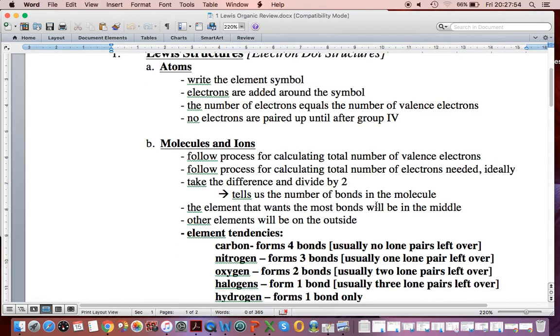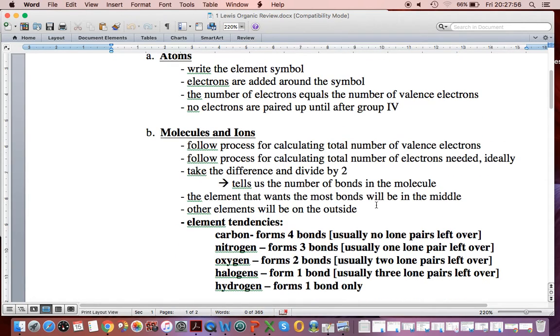For the molecules and ions, I gave you a sheet of instructions that probably didn't make much sense, but then I did 7 examples in detail. And that told you the steps. You have to calculate down the left the actual valence electrons you have present, and on the right you have to calculate the total number of electrons they would want ideally. Then you're going to take the difference, bigger minus smaller, the ideal number of electrons minus the actual.